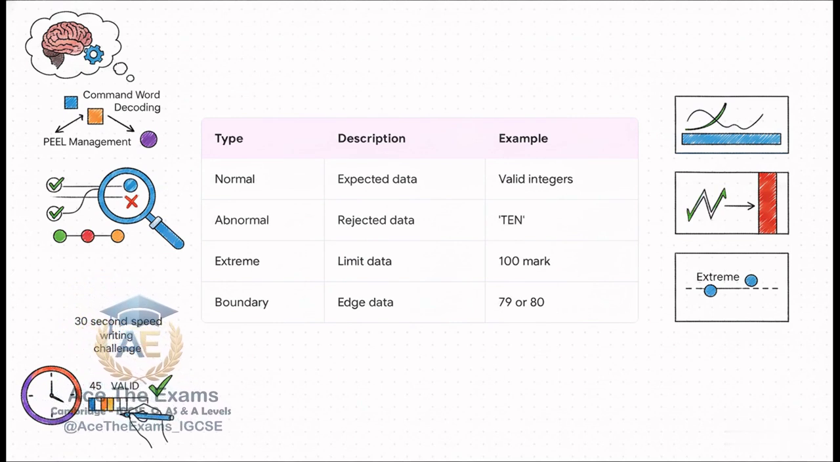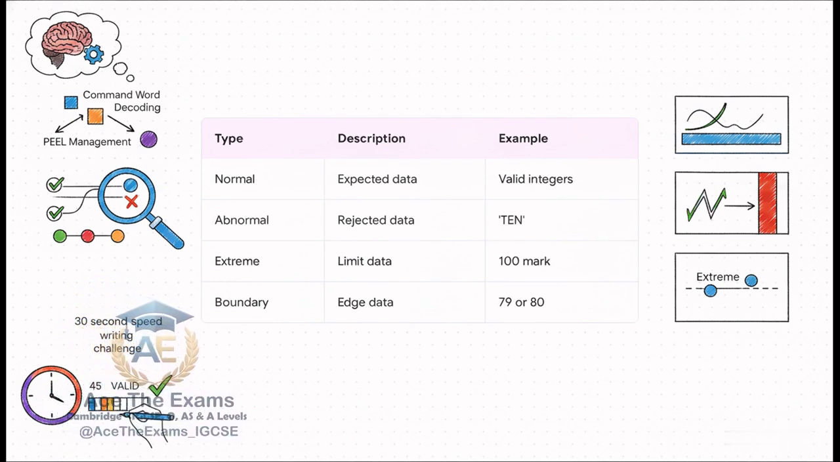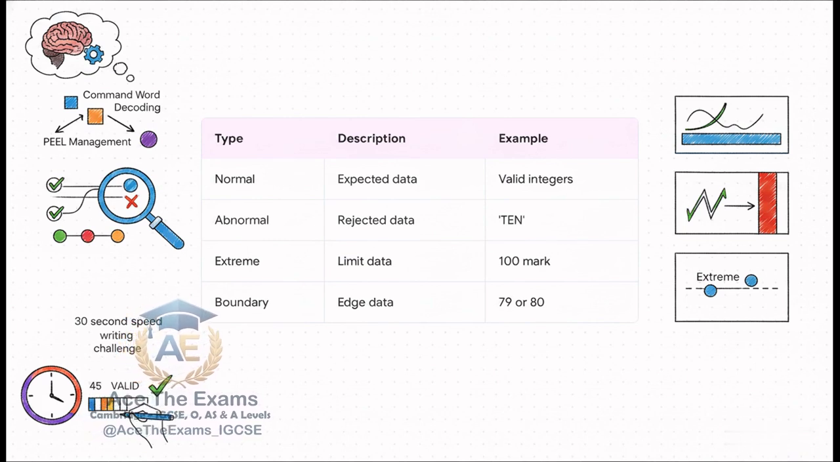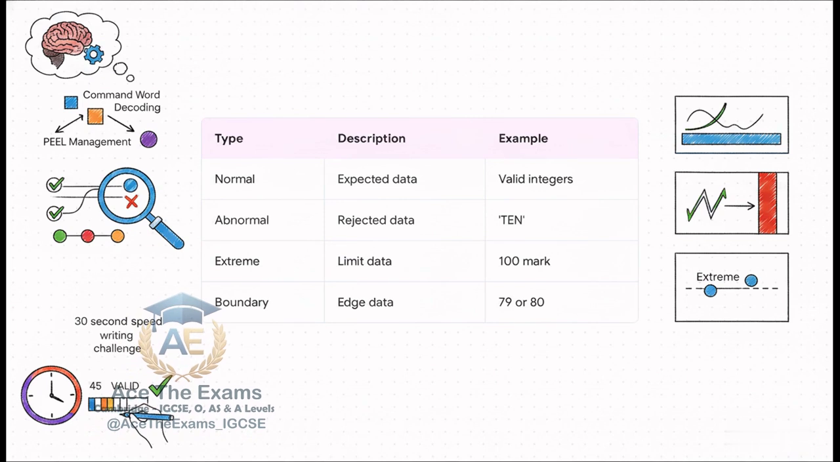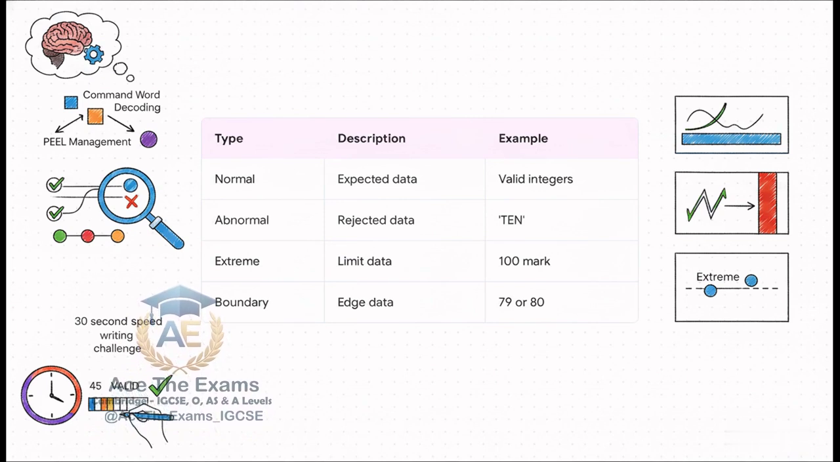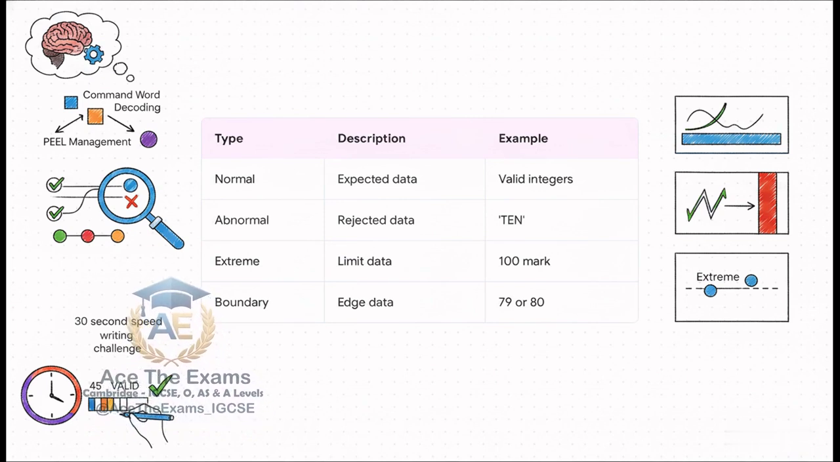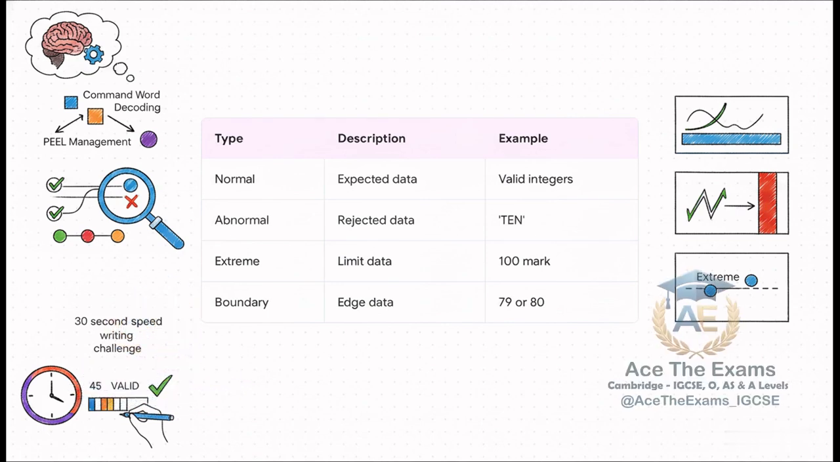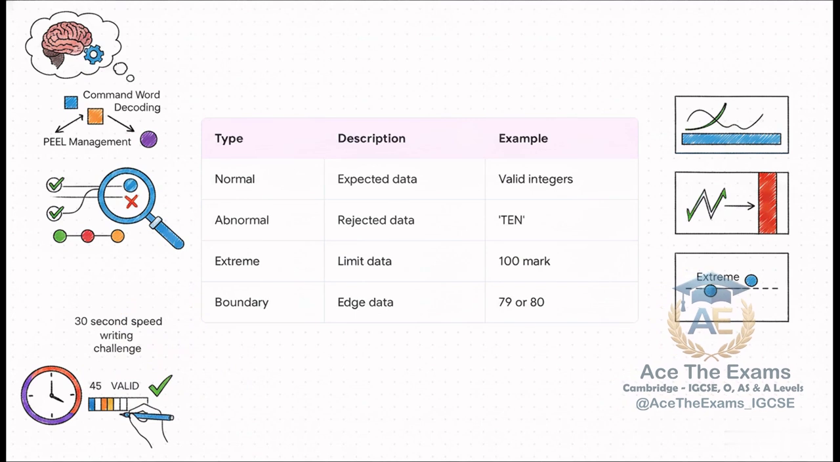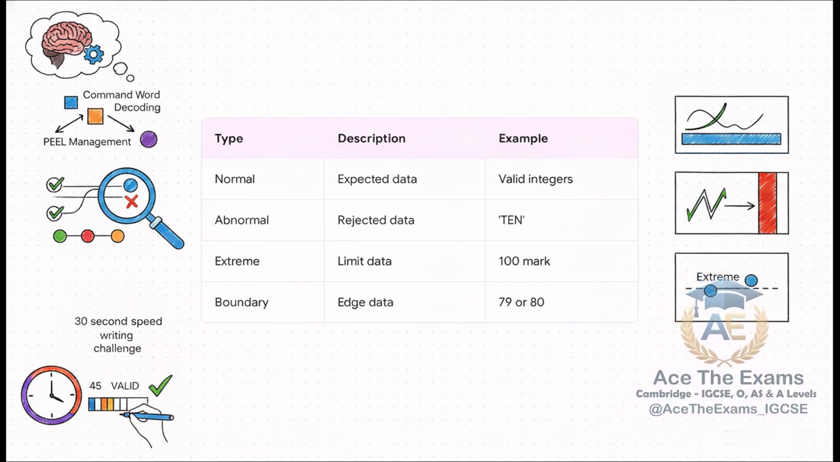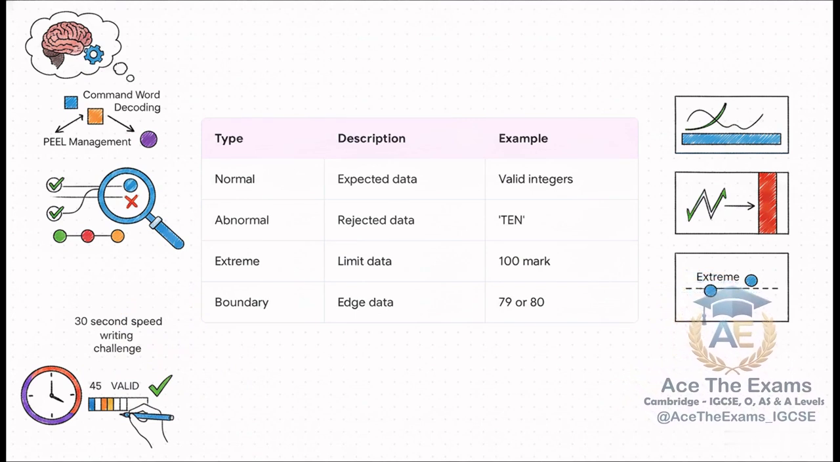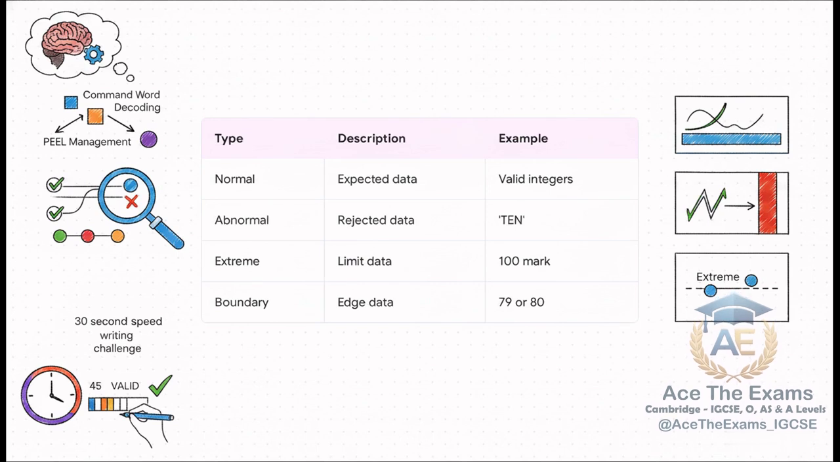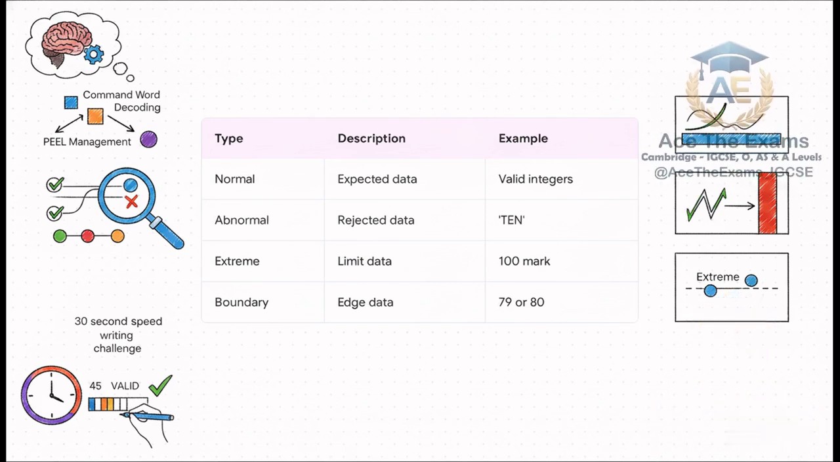First is normal data. This is just what the system expects to process on a good day. If a test is scored out of 100, an input of 45 is valid, normal data. Then there is abnormal data. This is unexpected stuff the system should completely reject, like someone typing the letters TEN into a number field. Then we have extreme data, which represents the absolute outer limits of acceptable values, like a 0 or 100. And finally, boundary data. This is data that sits right on the knife's edge of an accepted or rejected decision point.